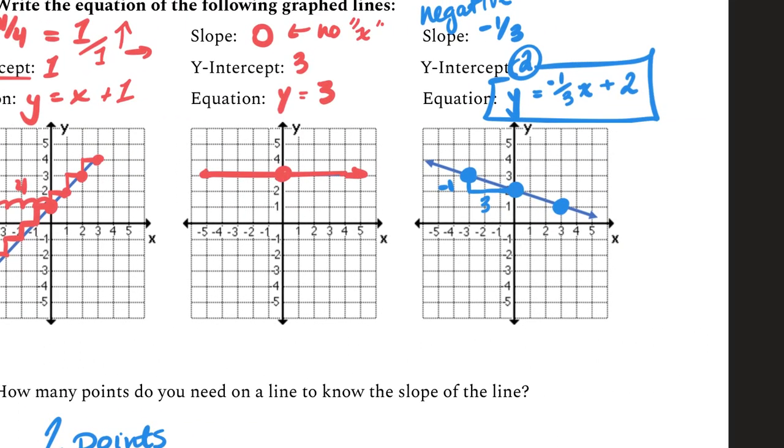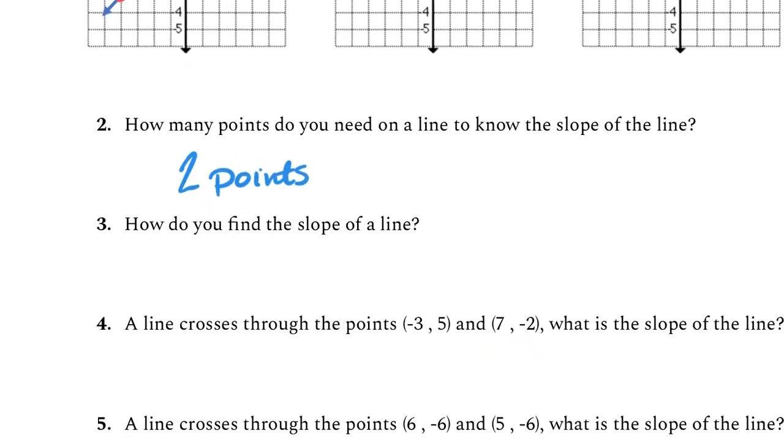On this line right here, we only used these 2 points to find the slope, didn't we? Yes, we had 3 we could have used. We had this, this, and this, but we only had to use 2 points. Now you could have used these 2 points also. It doesn't matter which to use, but you only need 2 points to find the slope. Okay. Now, how do you find the slope of a line?